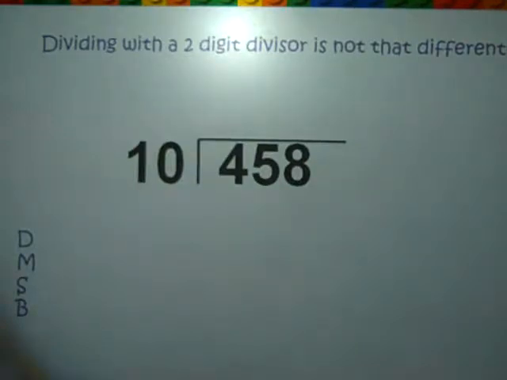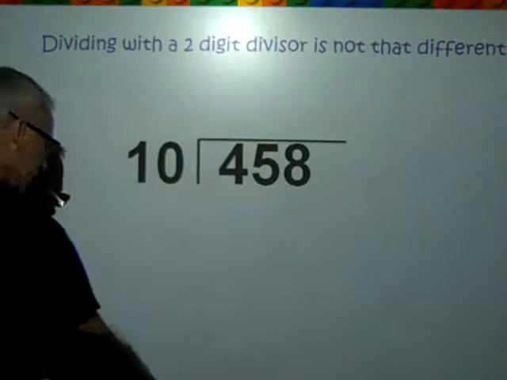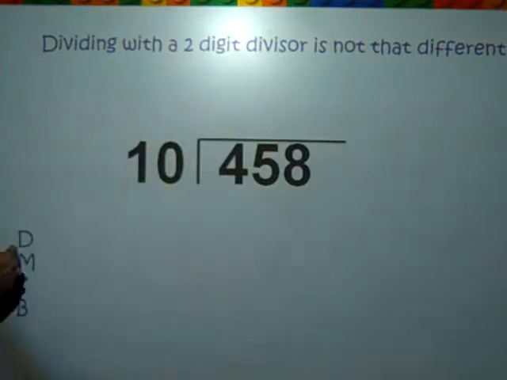Dividing with a two-digit divisor is not that different. It's the same as dividing with a single digit, just a little bit bigger number. Remember our steps: Drive My Super Cool. There's a C in there and an R at the end. When I made this, for some reason I neglected to put the C and the R, but that's okay. We're going to remember those steps.